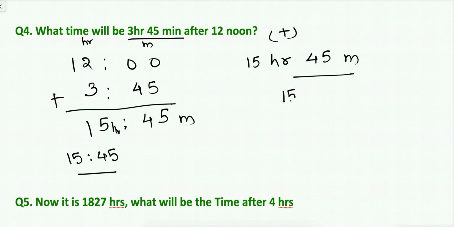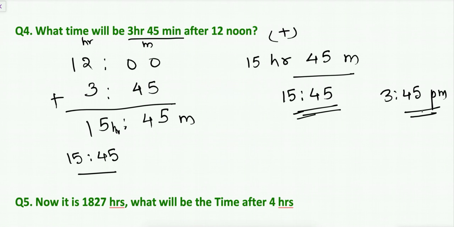So how will we write it? 15:45 will be the time after 3 hours 45 minutes if now it is 12 noon, and this 15 we can write as 3:45 p.m. Now let's see the next question.